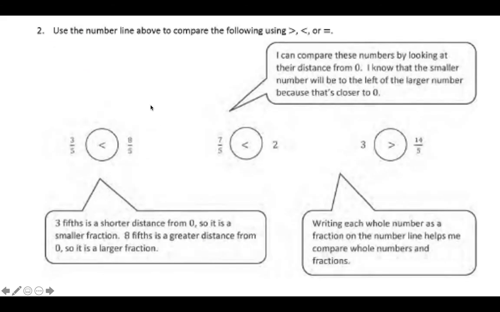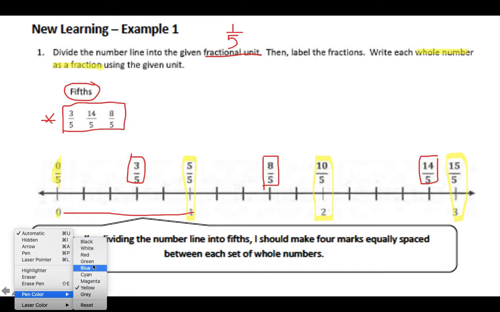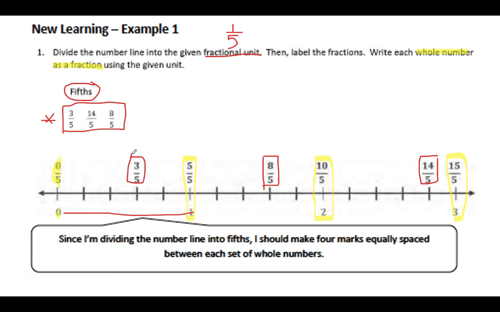Then it asked us to use the number line to compare the fractions. So I should have had this on the same thing here. It said, what's bigger, 3 fifths or 8 fifths? If I look back at my number line, I can see 3 fifths is closer to 1, and 8 fifths is closer to 2. 8 fifths is bigger than 1, so I know that if it's bigger than 1, it's bigger than 3 fifths, right?